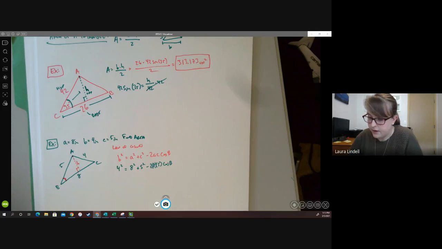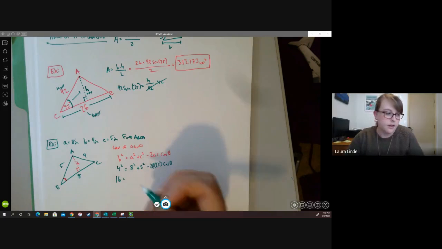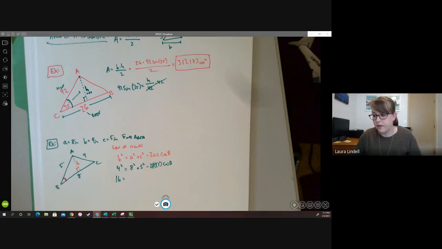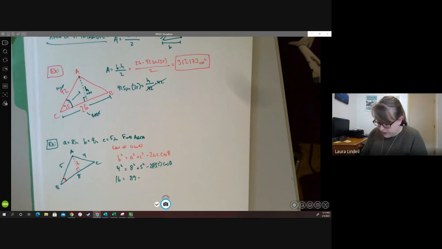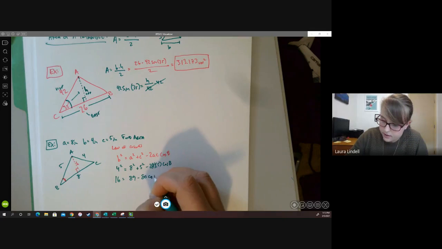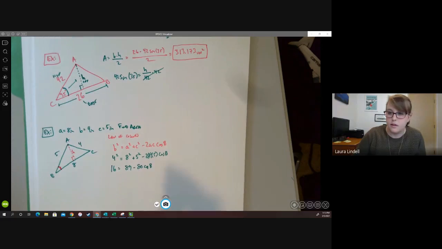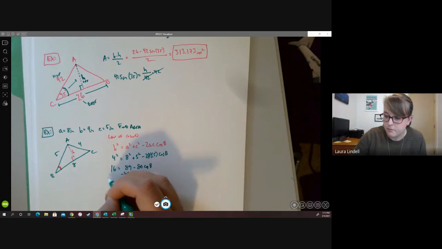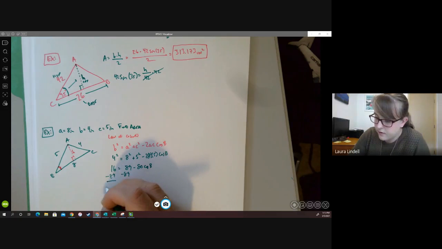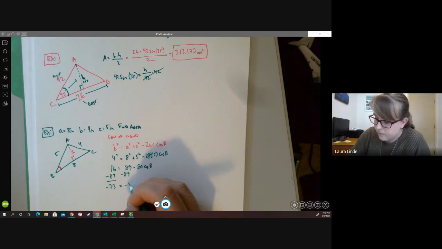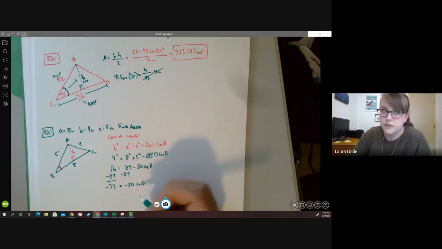Then, simplifying here, we know this is 16, and then we've got 8 squared is 64, plus 25 gives us 89. 2 times 8 times 5 gives us 80 cosine b. Then subtracting 89 from both sides. 16 minus 89 gives us negative 73 equals negative 80 cosine b.